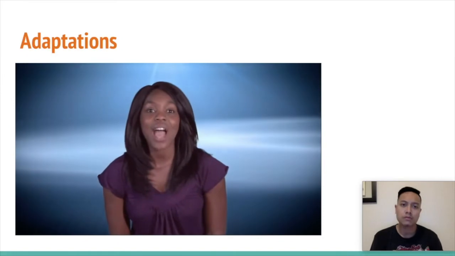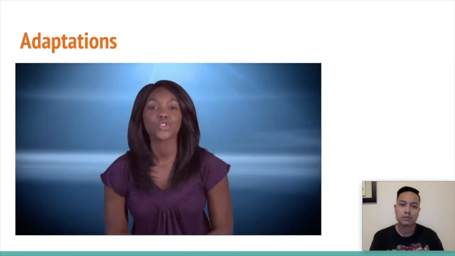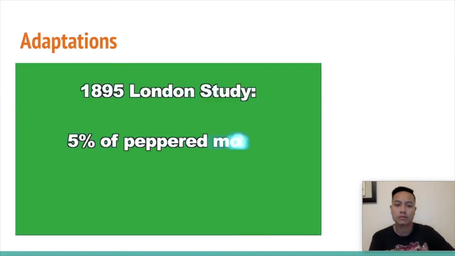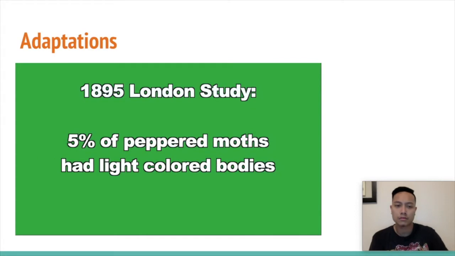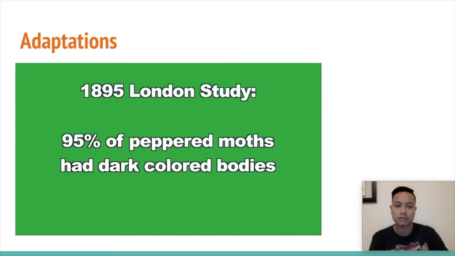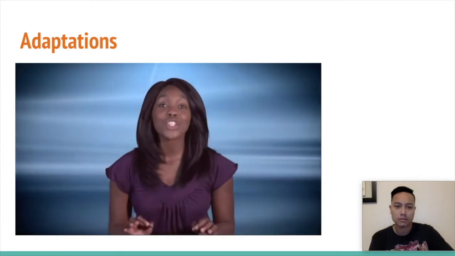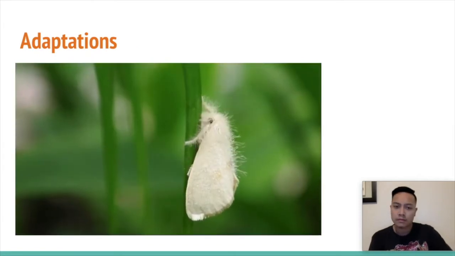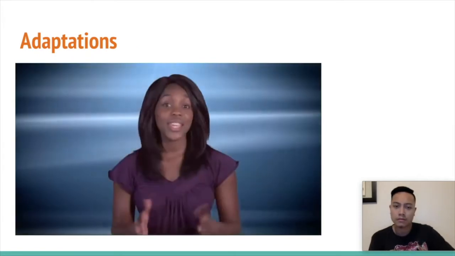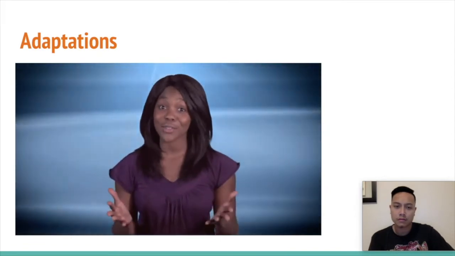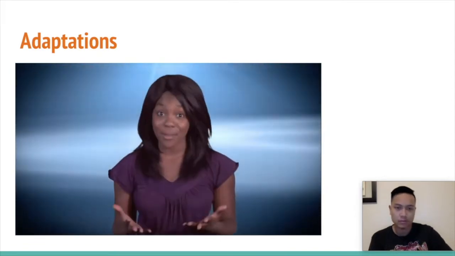By 1895, the peppered moth population had changed dramatically. Only 5% of the population were the light-colored moth, where 95% were the dark-colored moths. This was quite a turnaround. And, by the way, now that we are more focused on reducing pollution in the world, studies are showing that the light-colored moth population is starting to rise again.